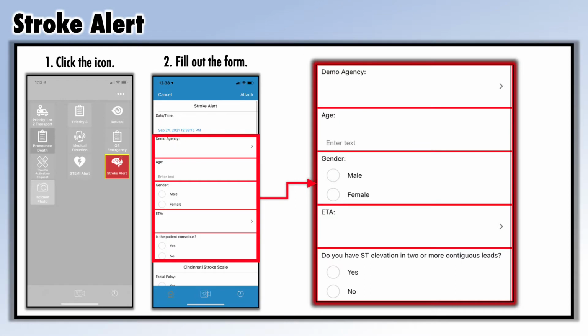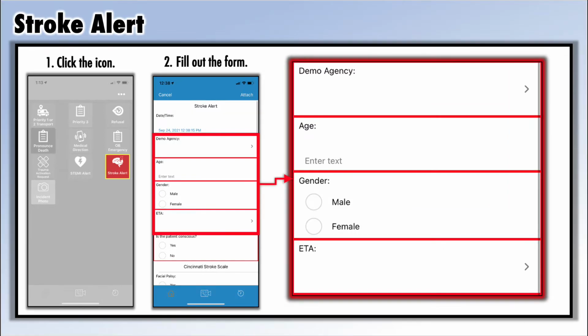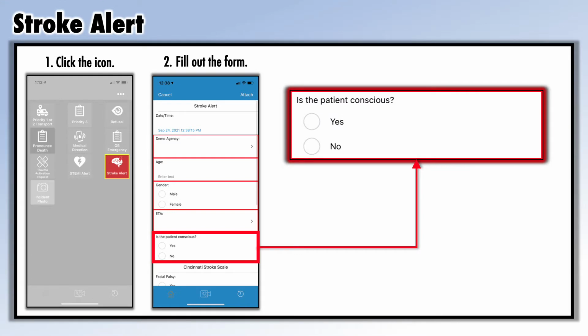Then, fill out the form. You'll notice that the form requires you to input all areas highlighted in red and are all self-explanatory. Select your EMS unit number, which is customized to your EMS agency. Then input the patient age and gender, and then your ETA. Then indicate if the patient is conscious by selecting yes or no.